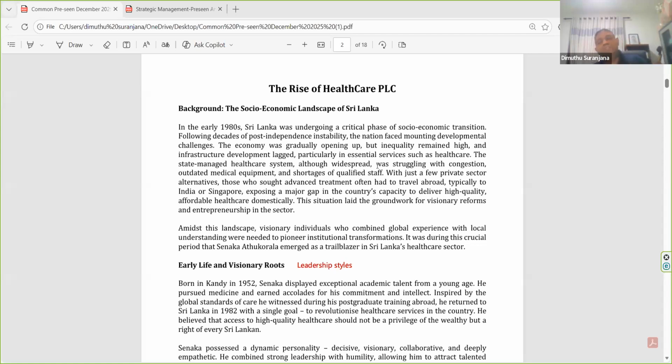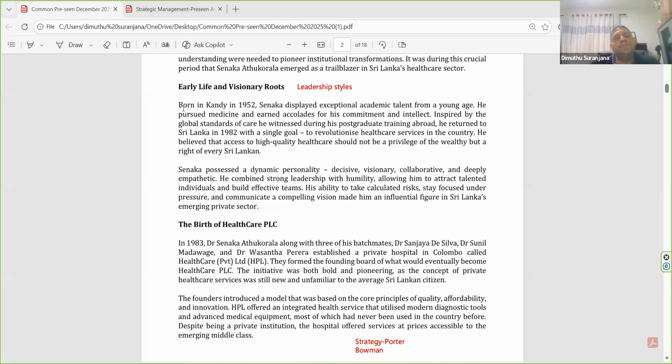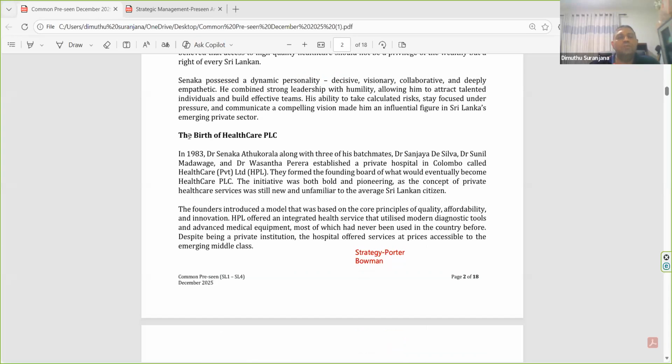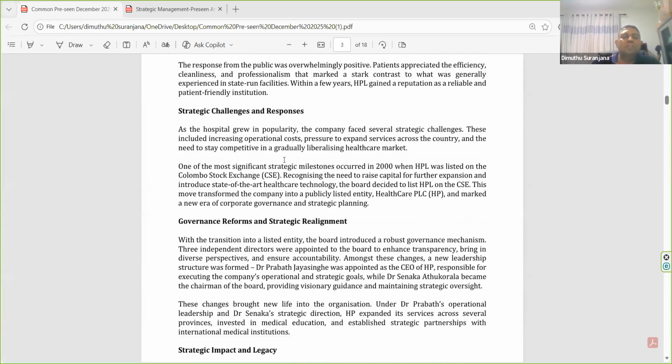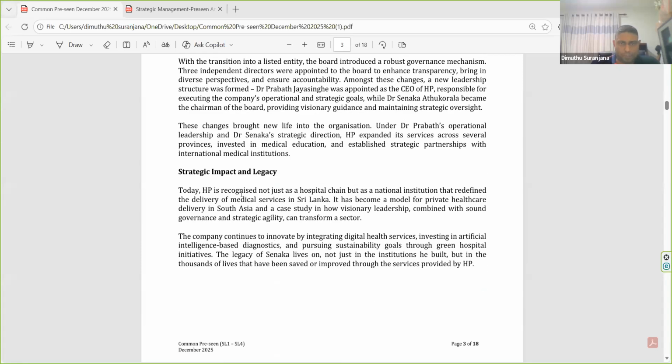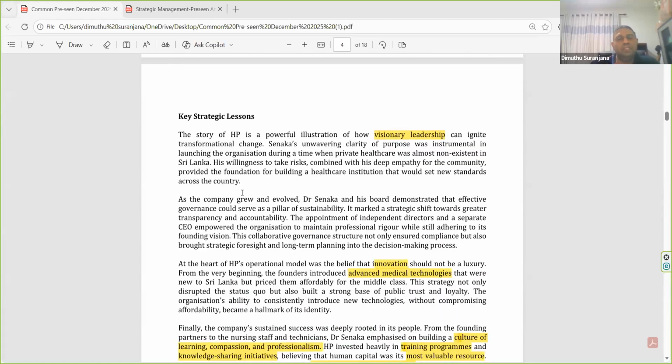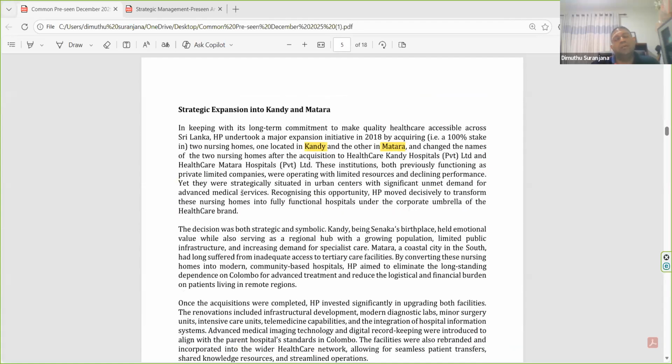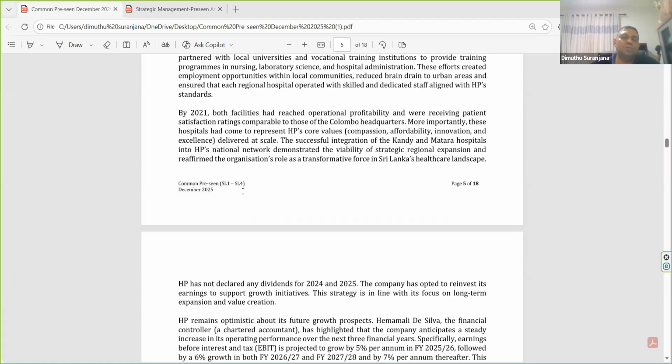Right. So we'll go through the facts given. Look at the background. If you look at the phrasing given, it has been organized into two areas. Let's see the first part, the background: the socio-economic landscape of Sri Lanka. So they are going to explain the Sri Lankan environment. Then early life and missionary roots, which explains the owner. Then the birth of Healthcare PLC, how this company was formed. That story is given. The strategic challenges and responses they have faced, the governance reforms and strategic realignment, strategic impact and legacy, key strategic lessons they have learned, strategic expansion into Kandy and Matara. They have established two branches, so that story of how it was done.